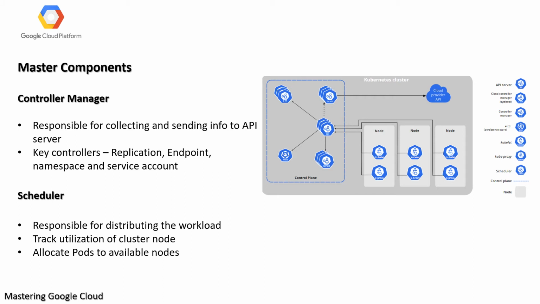Controller manager. Controller manager is a daemon which runs in a non-terminating loop and is responsible for collecting and sending information to API server. It works towards getting the shared state of the cluster and then makes changes to bring the current state of the server to the desired state. The key controllers are replication controller, endpoint controller, namespace controller, and service account controller. The controller manager runs different kinds of controllers to handle nodes, endpoints, etc.